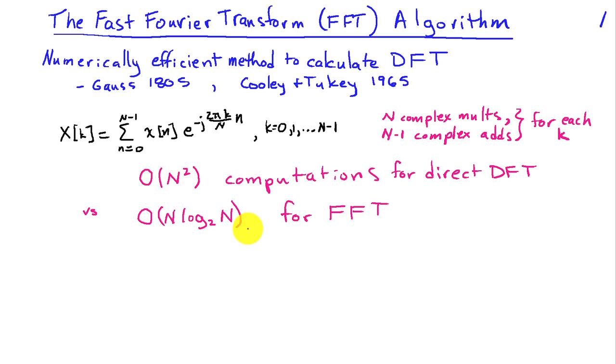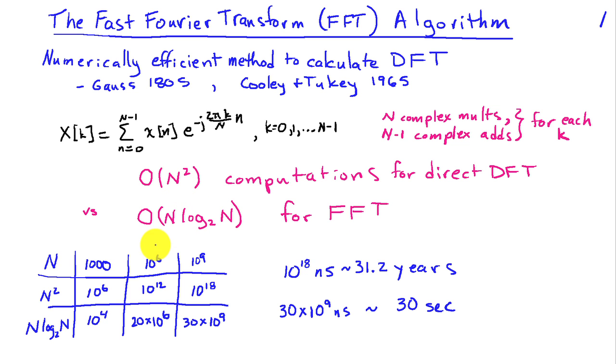Now you might say that, well, N squared versus N log 2 N is not a big difference, but it turns out it is when N gets very large. So you have a little table, some different values for N, and the difference between N squared and N log 2 N. When we're at 1,000, N squared is 10 to the 6th, and N log 2 N is 10 to the 4th. So the FFT provides roughly a savings of 100.